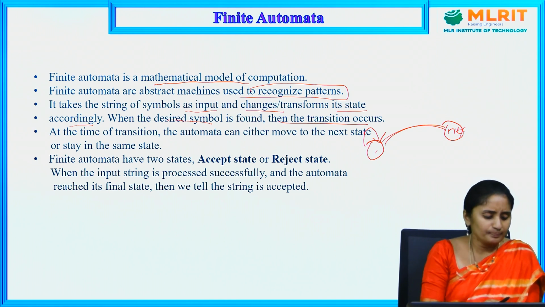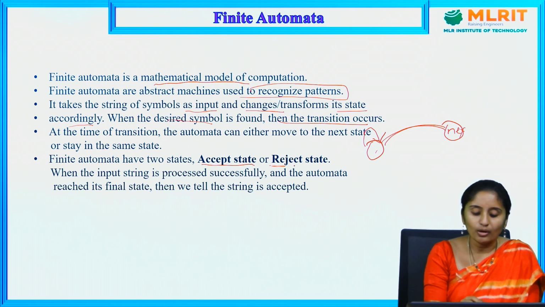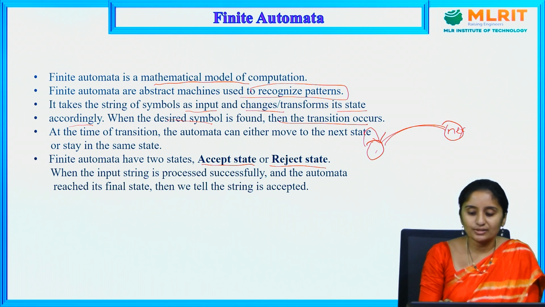Finite automata have two outcomes, accept state or reject state. I have given you one string. If that string is satisfied by this finite automata, we can tell that the string is accepted. If that particular string is not found according to this diagram or this finite automata, we are going to tell that it is reject state, not found.